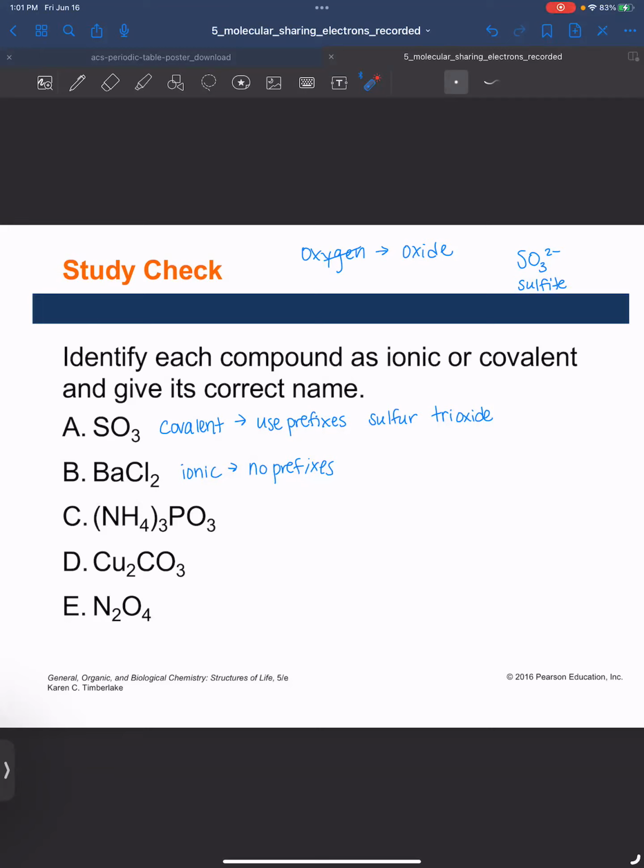All right, so with ionic, remember we use the first element's full name, barium. And then this is where there is some overlap here. That second element, we use the first syllable and then replace the rest of it with IDE. We ask ourselves, is barium a transition metal? Nope. So do we need a Roman numeral? No. And no prefixes. So the name for this compound is just barium chloride.